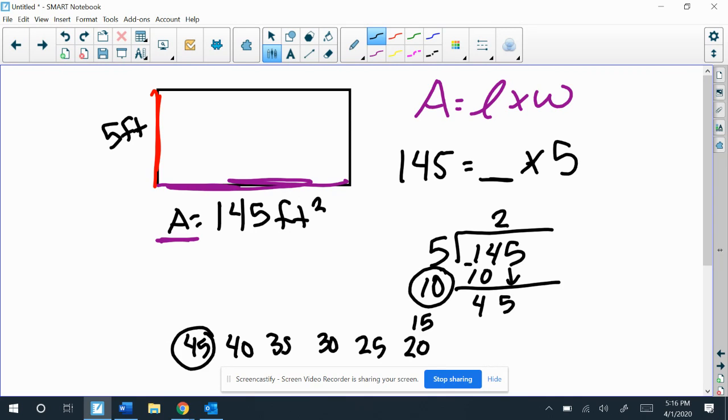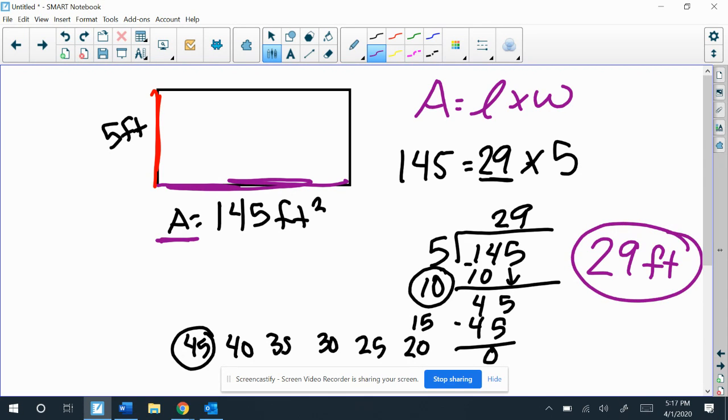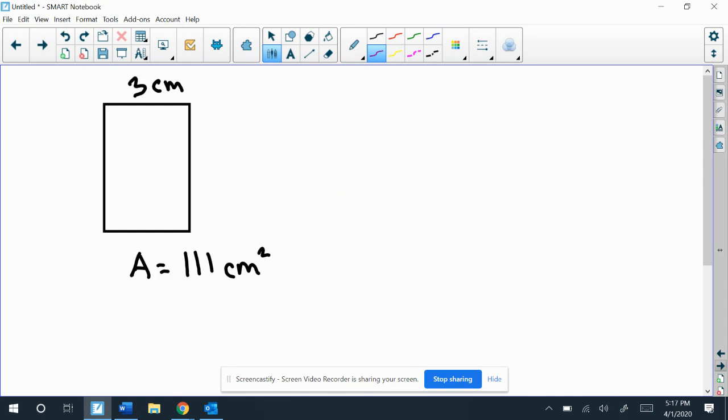I can now circle it. 1, 2, 3, 4, 5, 6, 7, 8. 8 goes on top. 40 goes on the bottom. I now have 0. So my missing side should be 28. Go ahead and double check it. 28 times 5. Yep. 28 feet is my missing side. Try this one.